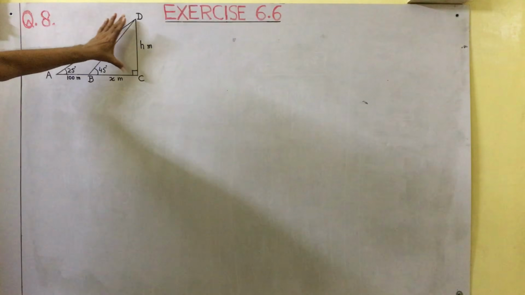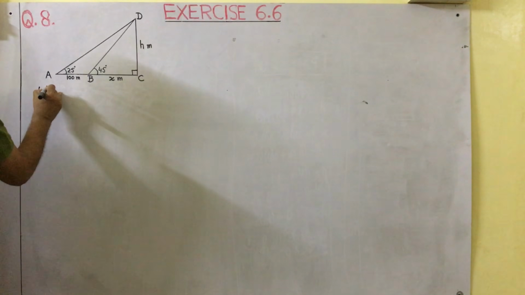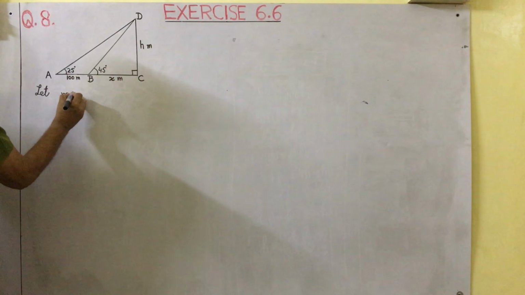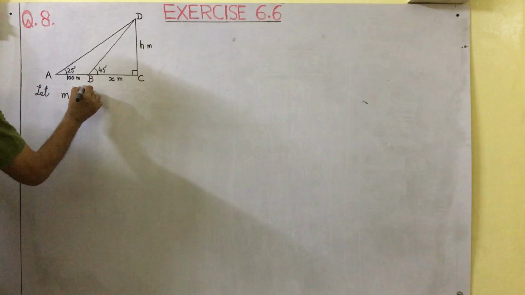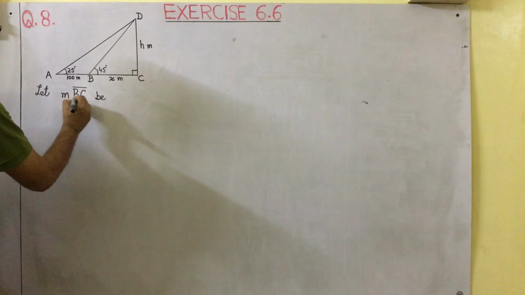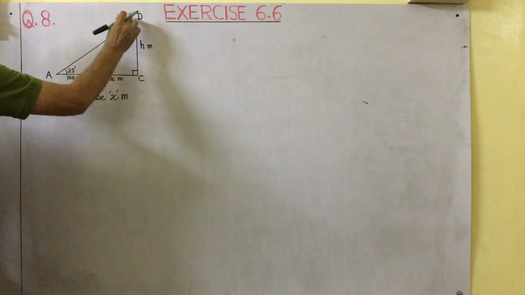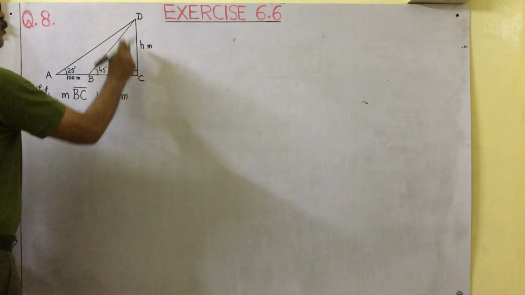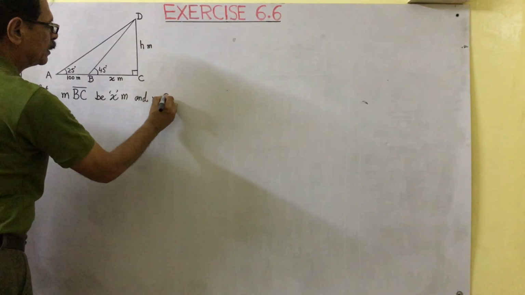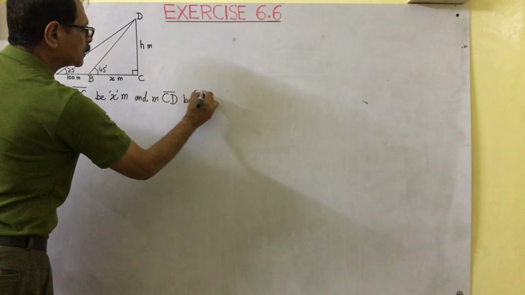So the height of the cliff is CD. Let BC be x meters, and CD, which is the height of the cliff, be h meters.